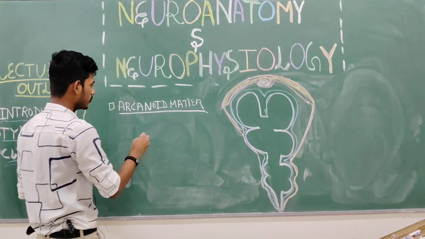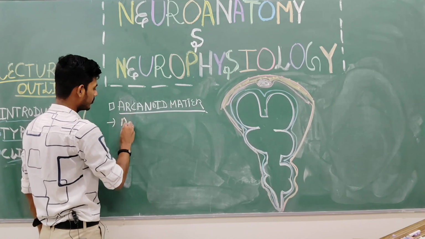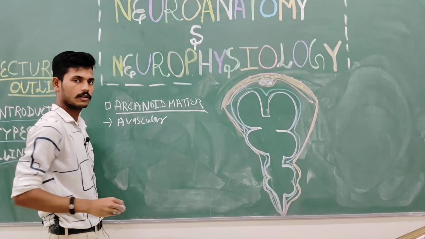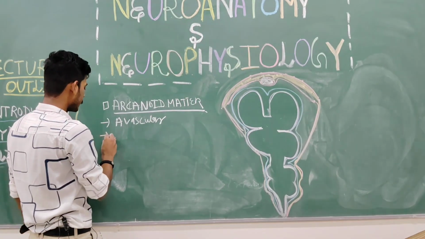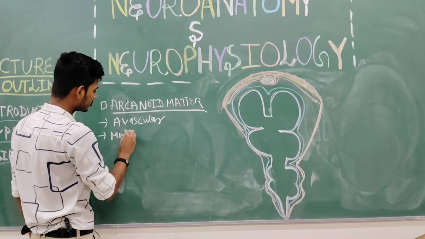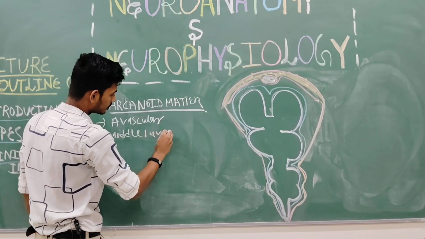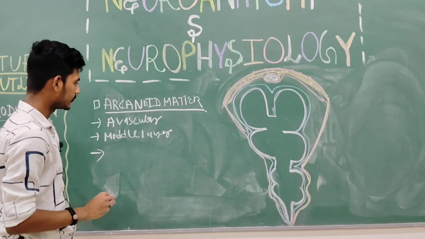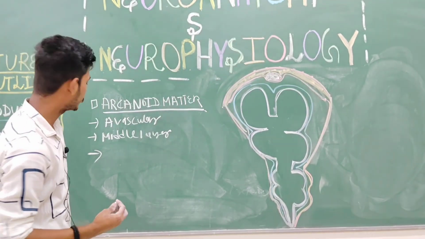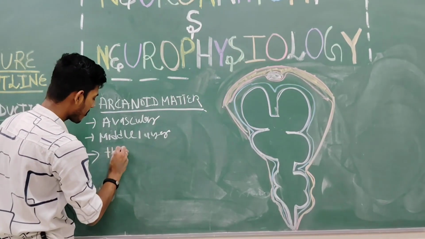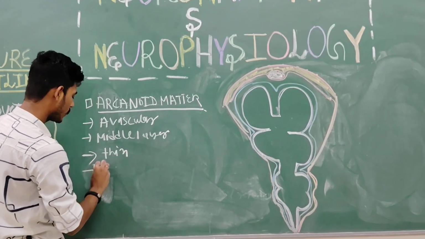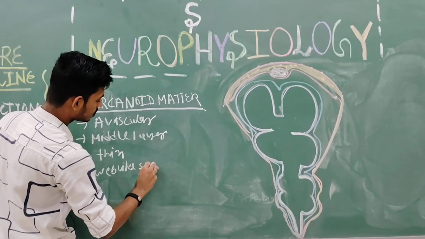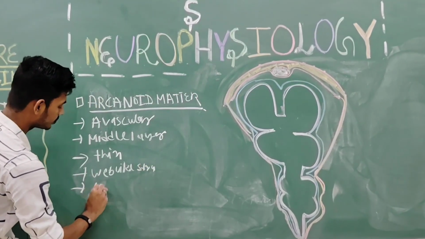Understanding? So about the arachnoid mater, you just write down, it is avascular. It is a middle layer, and about its nature, it's a thin, web-like structure, and it is lucent.